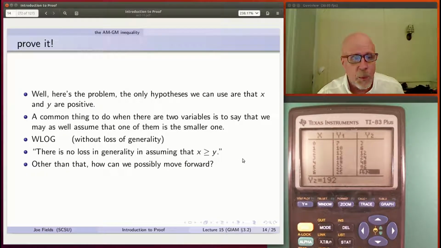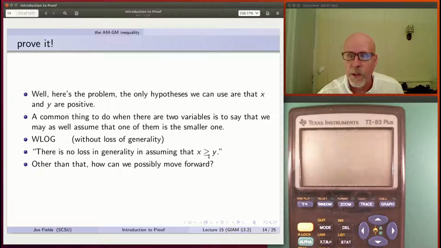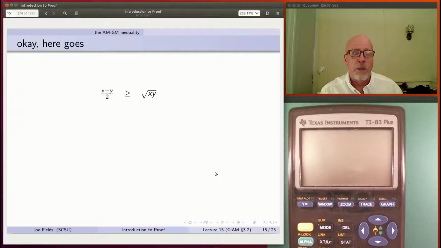Okay, I've got two positive numbers, and one of them's bigger than the other, and I'm supposed to get to this inequality about algebraic expressions. So a little voice in your head, I tried to make it a little voice in your head, says: try working backwards from the conclusion. So here's the conclusion. We want to conclude that (x plus y) over 2 is greater than or equal to the square root of xy. What would you do with that mess?